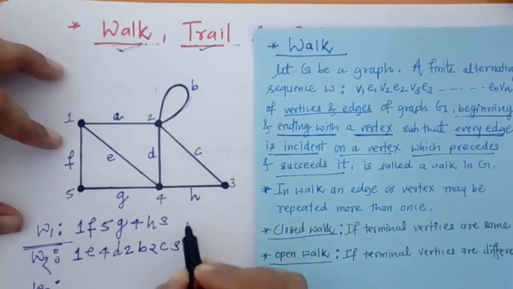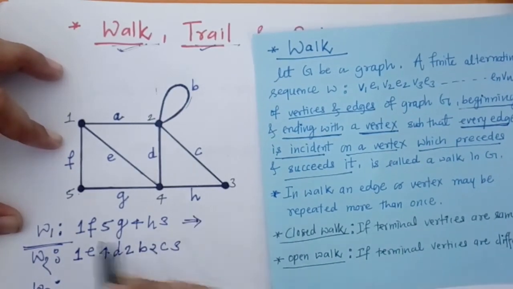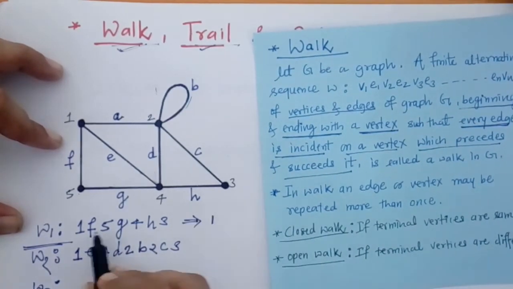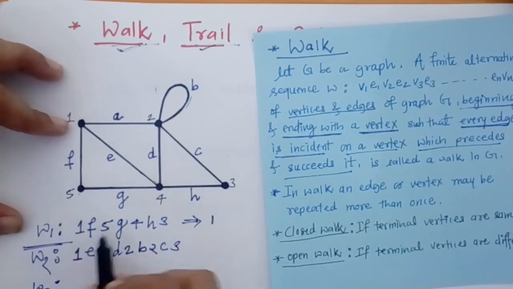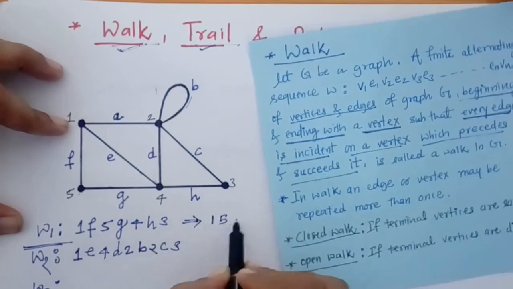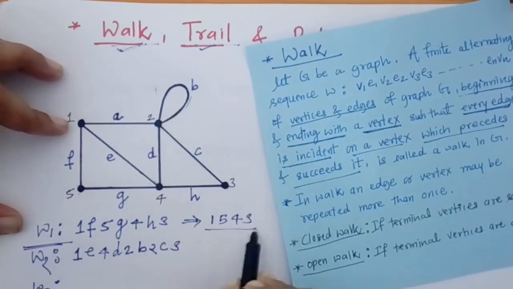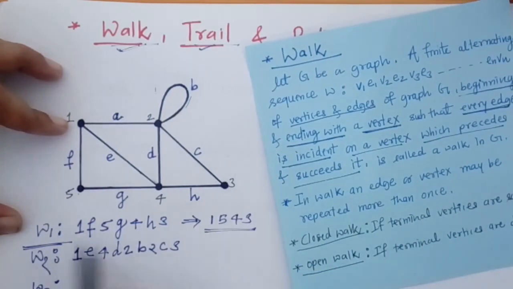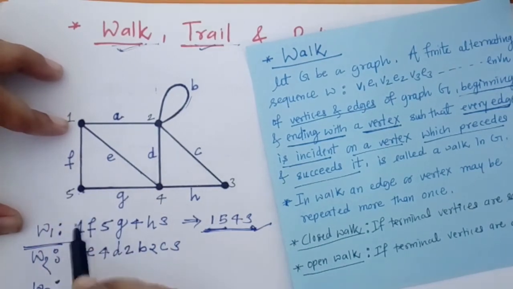Now we can check here, this walk we can also write in the form of only vertices. So we can write this walk as 1, 5, then 4 and this is 3. That means this alternating sequence we can also show by this, because 1, 5 represents this edge here. So we will follow this notation.